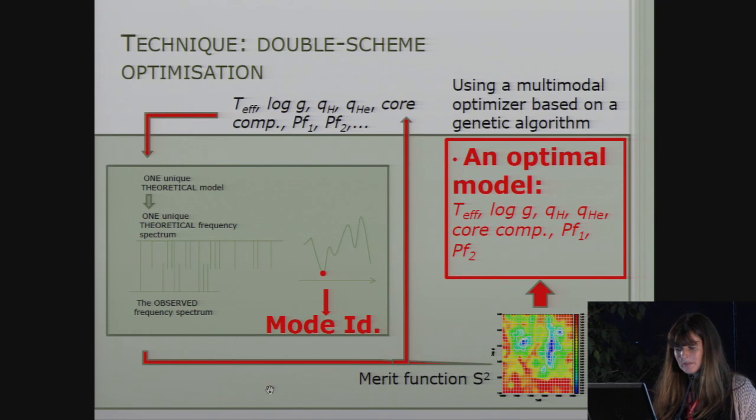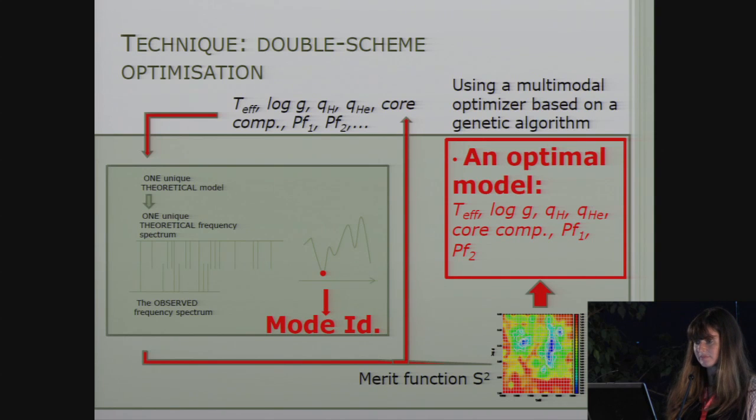Then we get a second optimization, which is described by the merit function S squared, which is an equivalent of a regular chi-square. And we can get a mapping of the projection because we have a parameter space of 7 parameters. So we can get projections of the different solutions that we can find. By looping here with the genetic algorithm, we get an optimal model. What we get essentially is an optimal model and the identification that goes with it, the best identification.